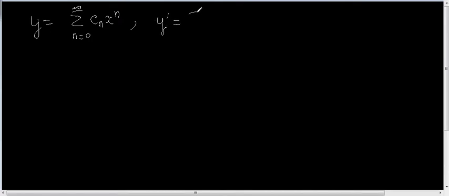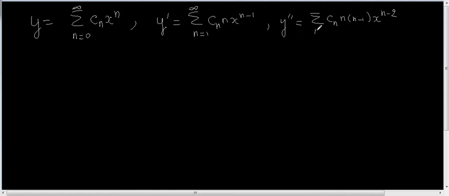y prime. It will be a power series, the sum of Cn n x^(n-1), that could start at 1 to infinity, and y second will be a sum of Cn n(n-1) x^(n-2) from 2 to infinity. And we will apply this to differential equations where 0 is not a singular point. So let's see an example.